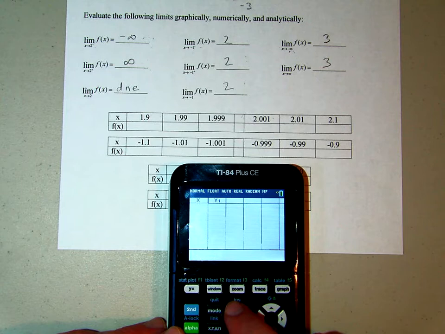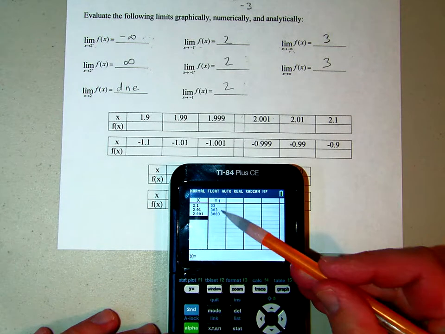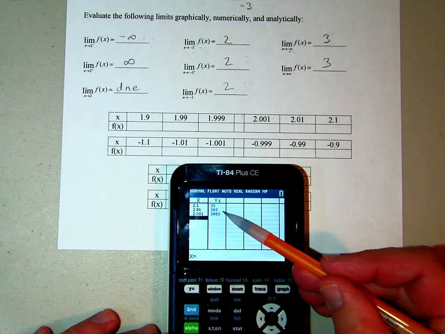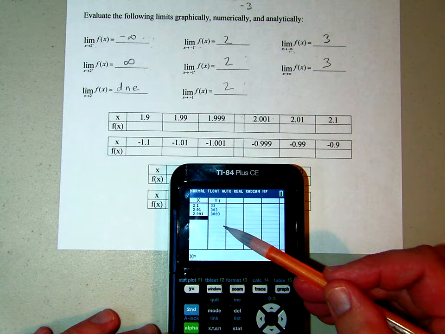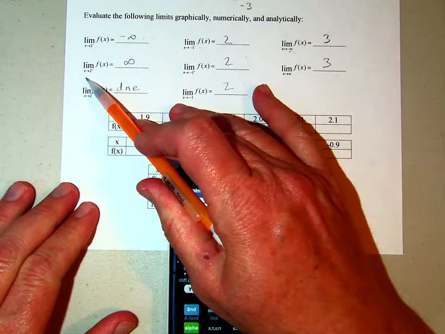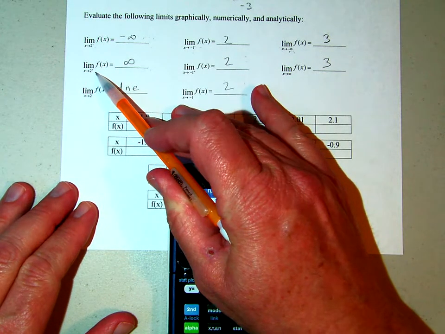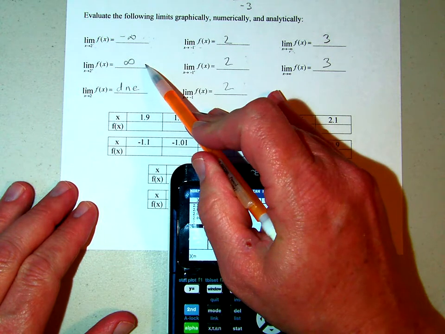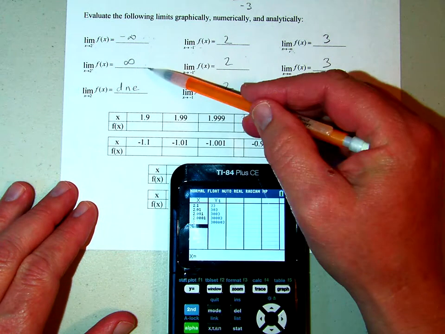Approaching from the other direction, 2.1, 2.01, 2.001. So these y values aren't going towards any one particular value. They're getting increasingly larger. So if we did 2.0001, that confirms that these are just getting bigger and bigger. The limit as x approaches 2 coming from the right-hand side is going up to positive infinity. If the left-handed limit doesn't equal the right-handed limit, the limit at that value does not exist.